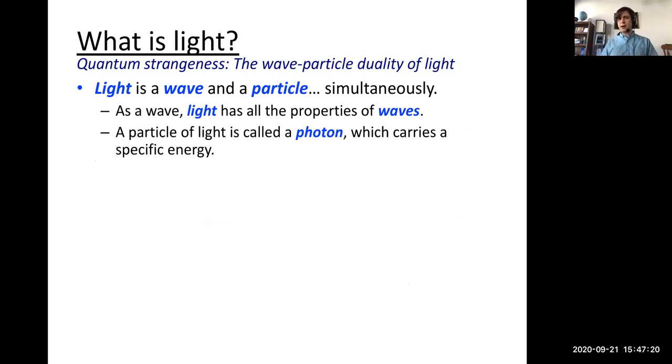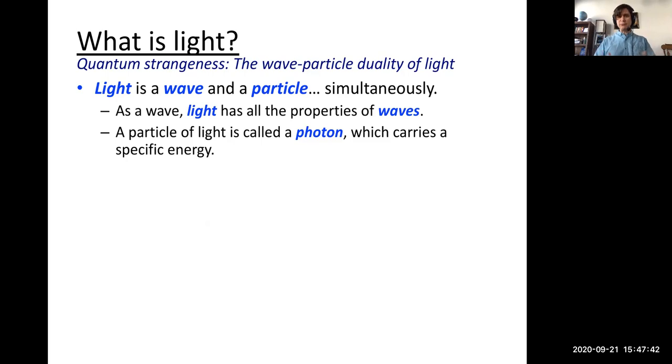Other parts of this, to understand light, we're going to have to look at light not as a wave, but as a particle, because light is a wave and a particle simultaneously, which doesn't make sense. I know that. I will freely admit it. People that don't admit that that doesn't make sense, they are lying to you. It's weird. Light is both a wave and a particle simultaneously.